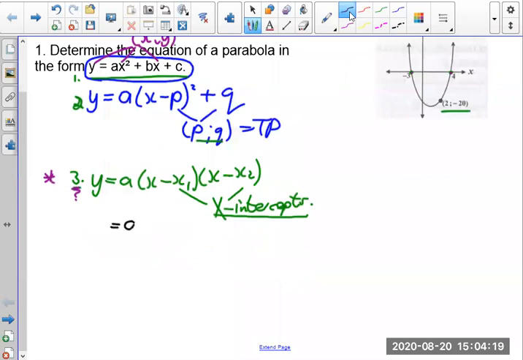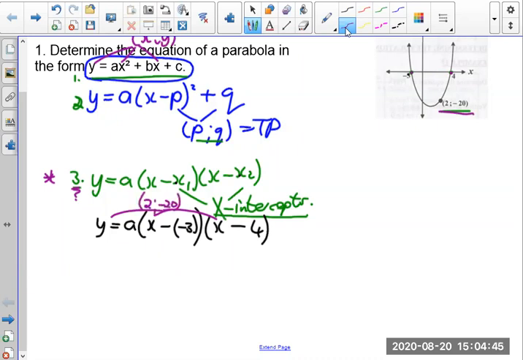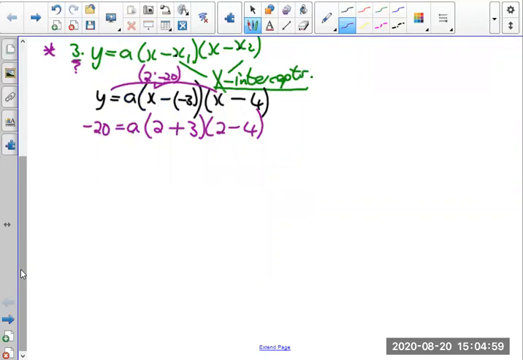So I'm first going to substitute the x-intercepts because I know that's minus 3 and 4. So it's x plus 3 and x minus 4. And what am I going to do with this x and y? I'm going to substitute the other point that I have. So in the place of y, I substitute minus 20. In the place of x, I substitute the 2. y, because now I can solve a.